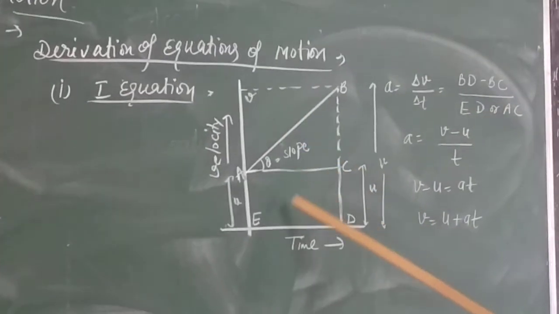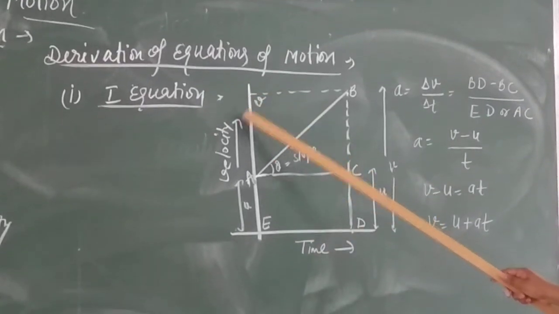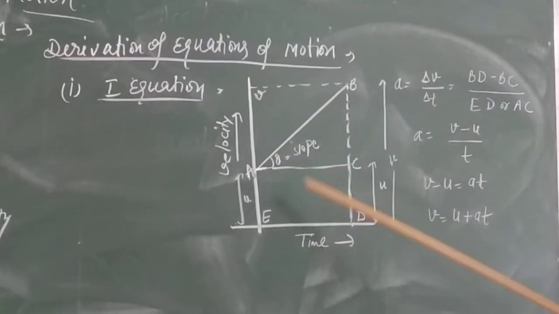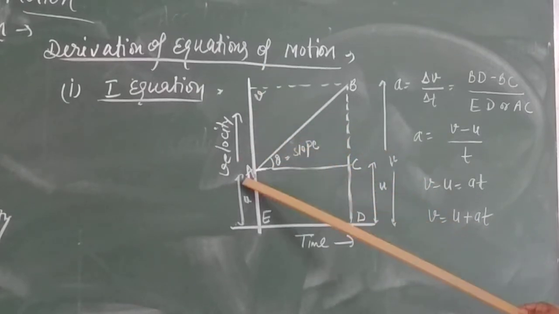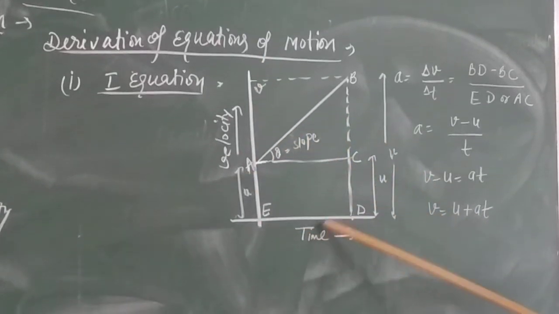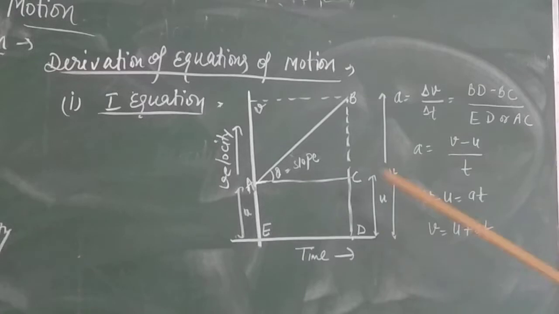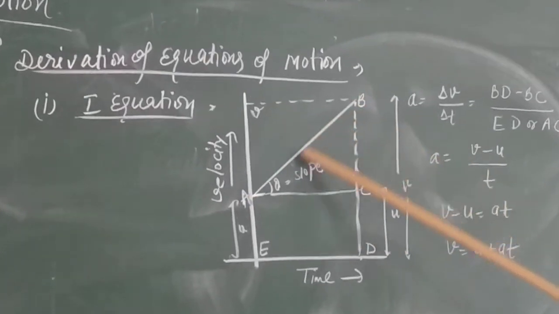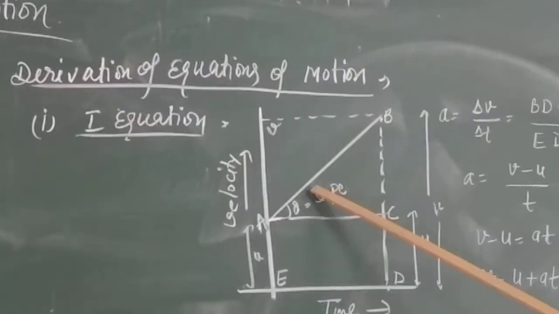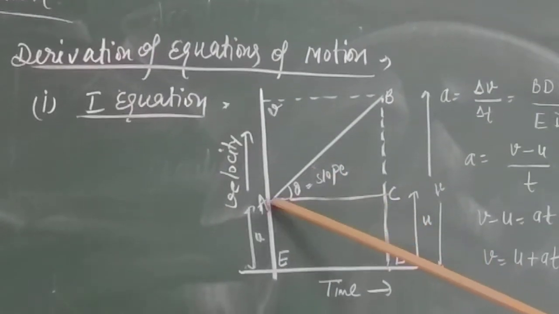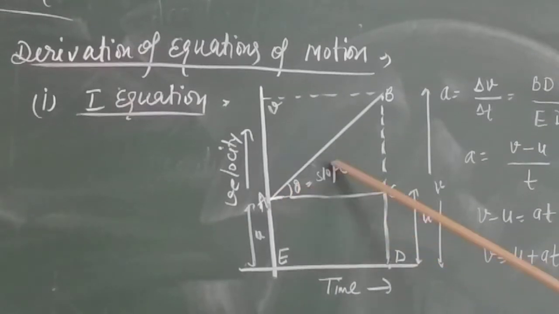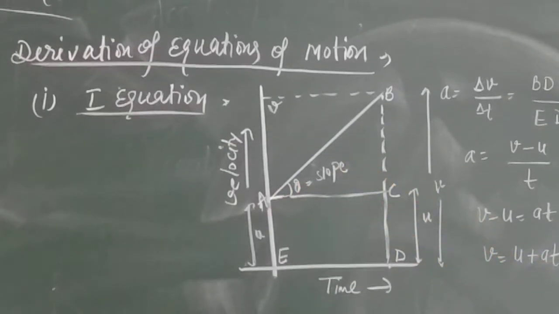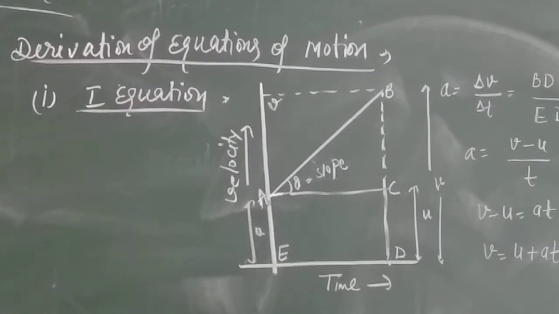The graph is always the same. The graph is between velocity and time. Velocity is always along the y-axis. Time is always along the x-axis. The graph starts from A and ends at B. This AB graph shows the slope of the graph. Slope is always made with the horizontal line, and theta is the slope which represents the acceleration of the body.